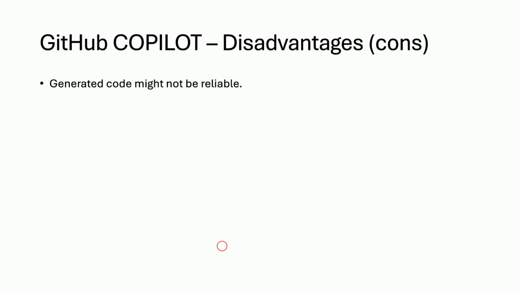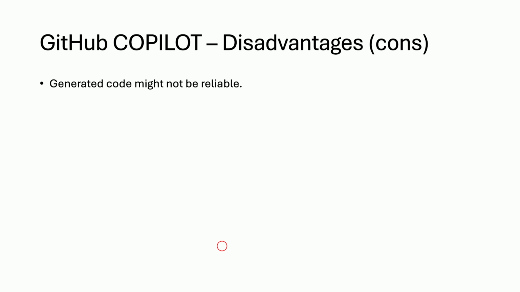True, because why is it not reliable? GitHub Copilot generates code from the data which is publicly available on the internet. So it learns from those patterns, and whatever question you ask, it will fetch the answer from those patterns. And sometimes code in the publicly available domain does not follow the standards.